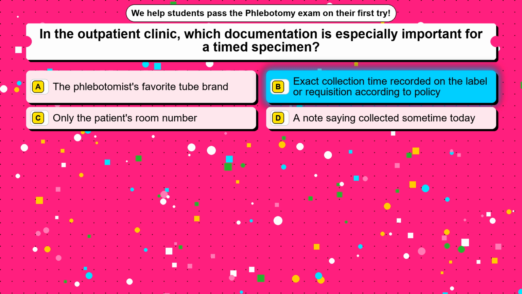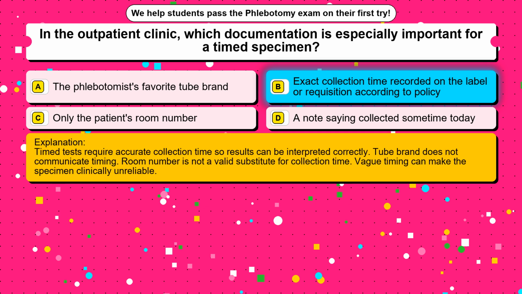The correct answer is option B. Exact collection time recorded on the label or requisition according to policy. Timed tests require accurate collection time so results can be interpreted correctly. Tube brand does not communicate timing. Room number is not a valid substitute for collection time. Vague timing can make the specimen clinically unreliable.